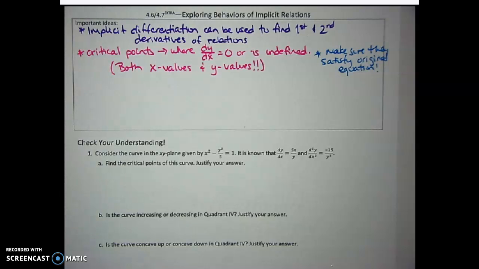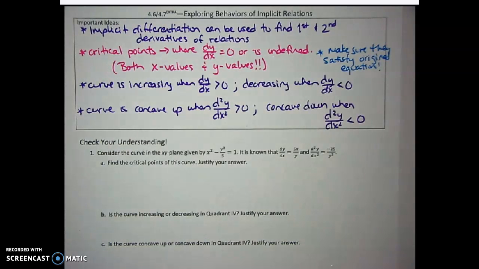And then finally, the curve is increasing when the first derivative is greater than 0 and decreasing when the first derivative is less than 0. And it's concave up when the second derivative is greater than 0 and concave down when the second derivative is less than 0. And again, make sure you are specifying both x and y values.